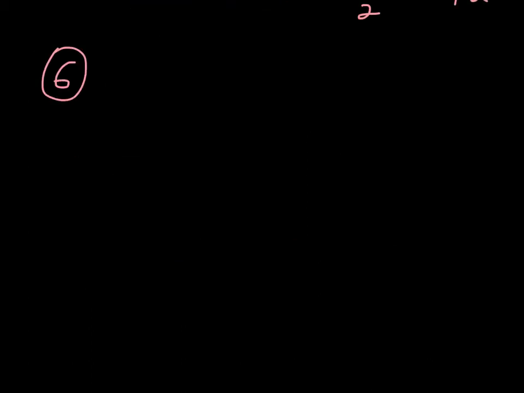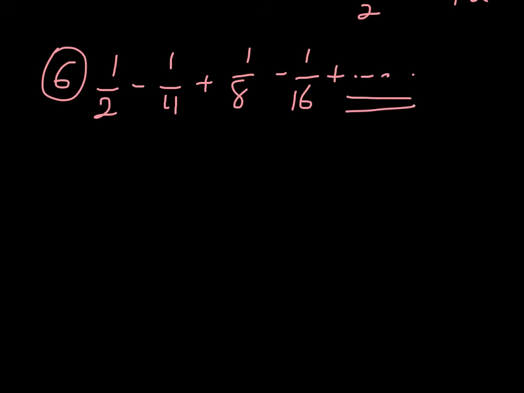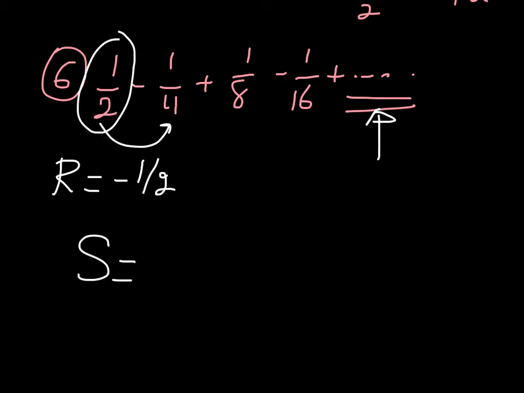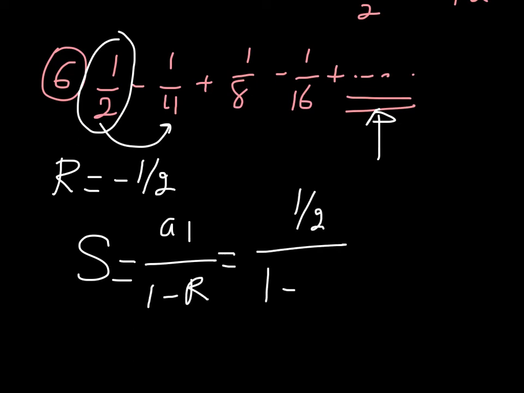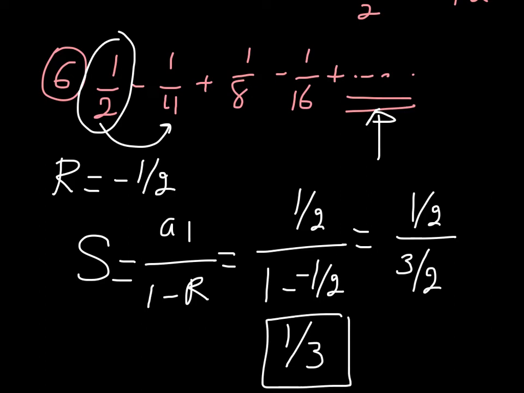Number 6, we're adding these terms, 1/2 minus 1/4 plus 1/8 minus 1/16 plus ... meaning it's infinite. And as long as we know we're dealing with an infinite geometric series, find r. And in this case, you can tell that r is equal to -1/2. It's a common ratio. a1 is 1/2. So the sum will be a1 over 1 minus r. And therefore will be 1/2 over 1 minus -1/2. And so that will give us 1/2 divided by 3/2. And if you multiply by the reciprocal, you will know that the sum is just simply 1/3.